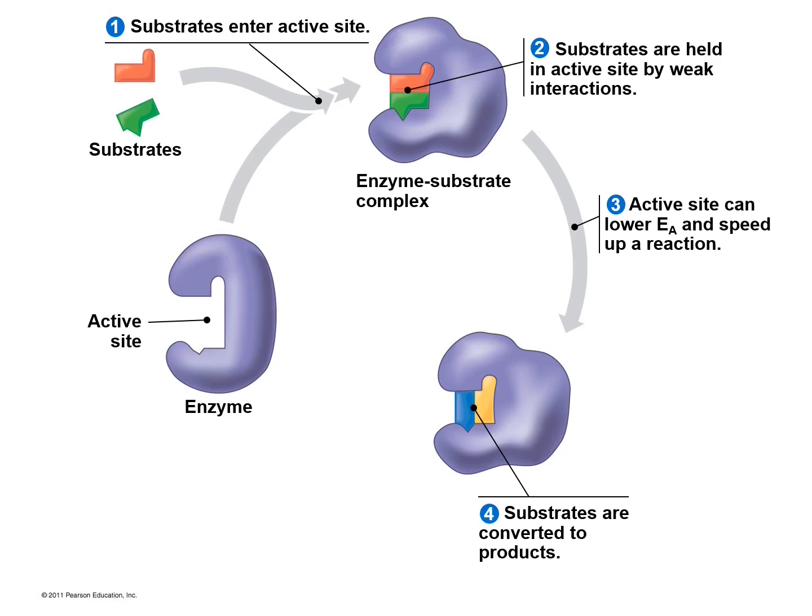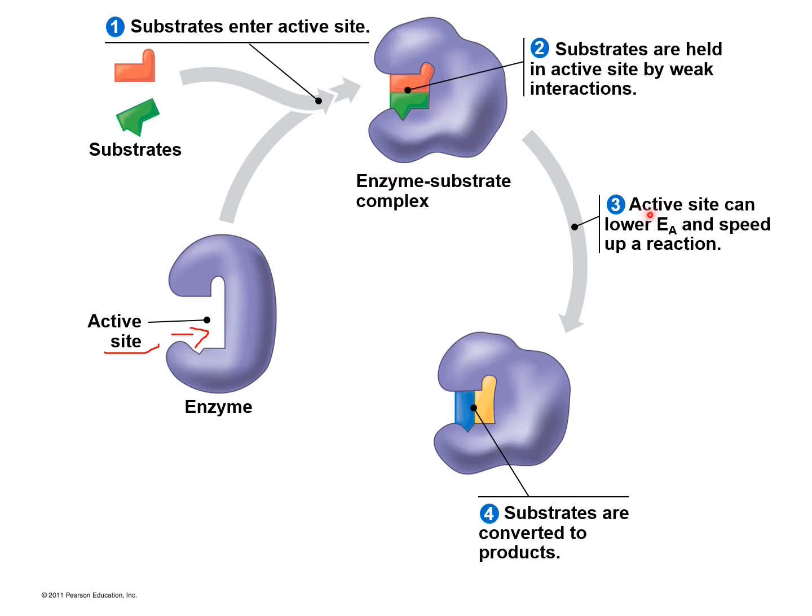This is a diagram that you can find in your textbook that explains in 6 steps what happens during the formation of the enzyme-substrate complex. The first thing you have here is your active site, and the active site is empty. You also have your substrates, and they are going to enter the active site. Here they enter into the active site and are held by weak interactions, forming this enzyme-substrate complex.